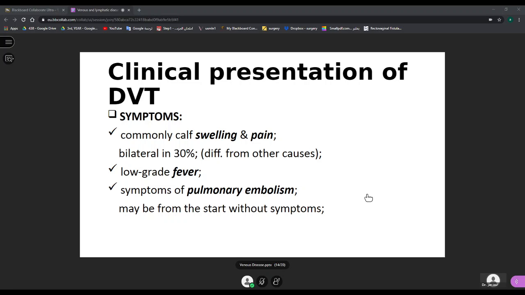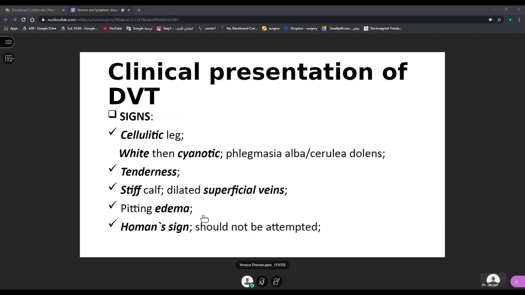So the patient might present with, for example, tachypnea and dyspnea. When he has a history suggestive of deep venous thrombosis, then you might think of pulmonary embolism. Some patients present with pulmonary embolism from the start, without going through the classical period of leg swelling and pain. So these are the most important clinical symptoms related to deep venous thrombosis.